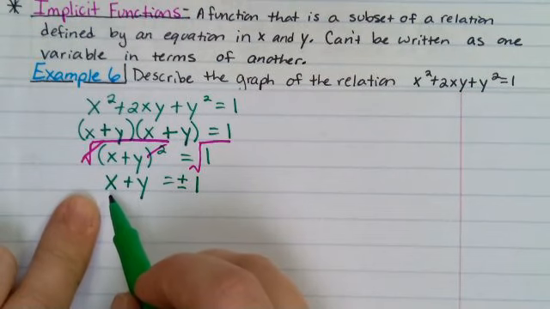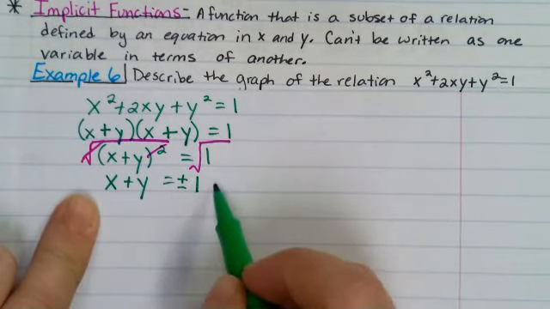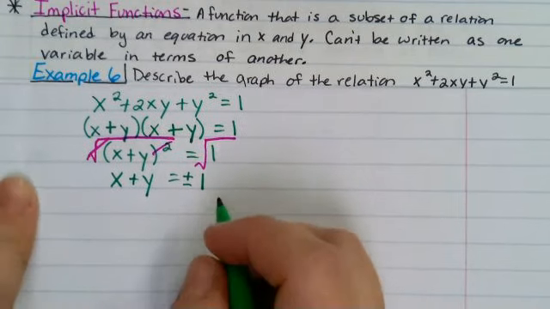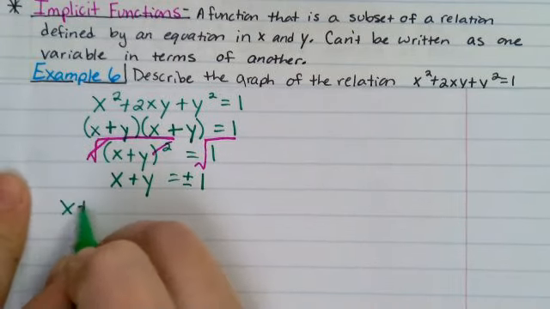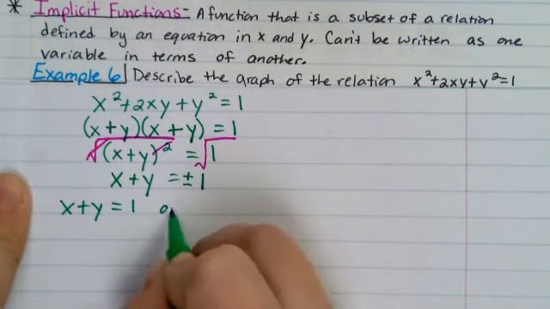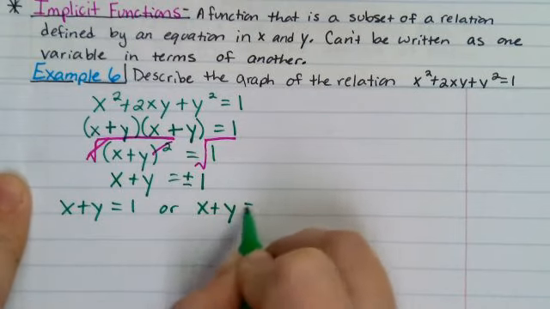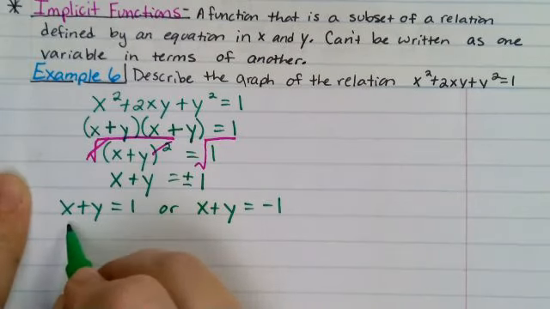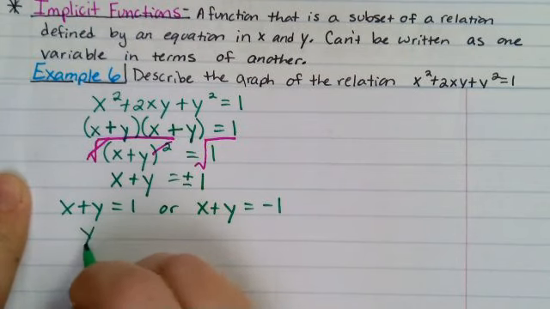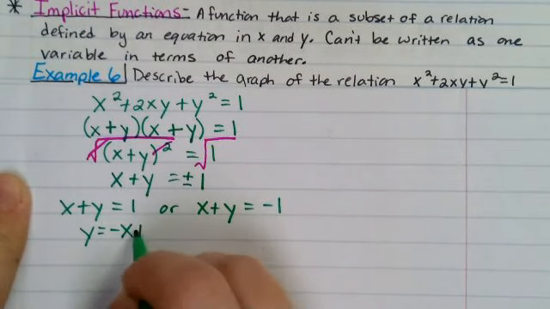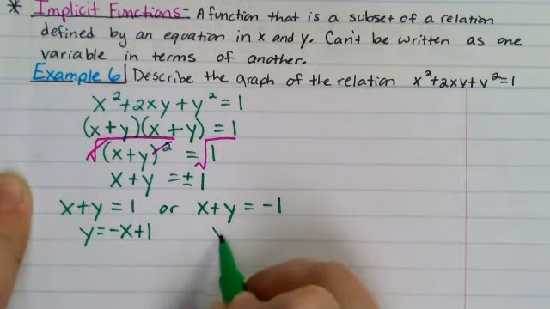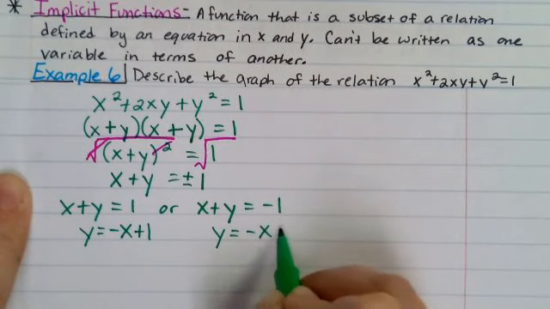We have one equation where it says x plus y equals 1. The other is x plus y equals negative 1. So I'm going to write those out separately. X plus y equals 1, or x plus y equals negative 1. And then I solve this by getting y by itself. Subtract your x on both sides. Gives me y equals negative x plus 1. On the other one, if I subtract x on both sides, we get y equals negative x minus 1.